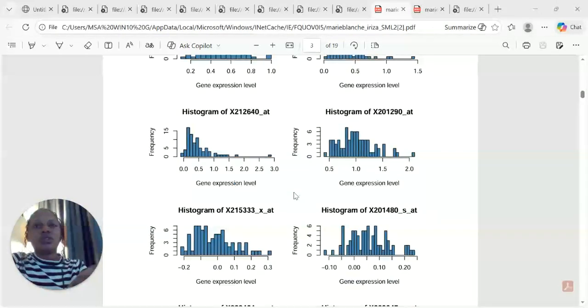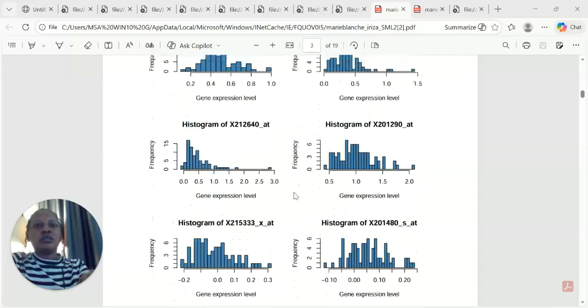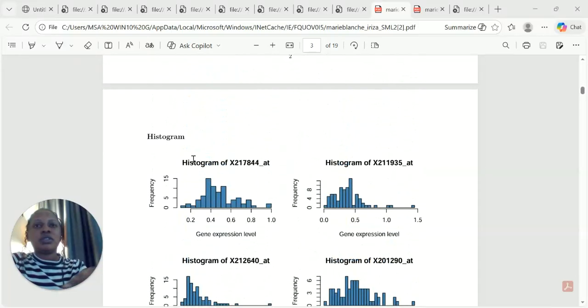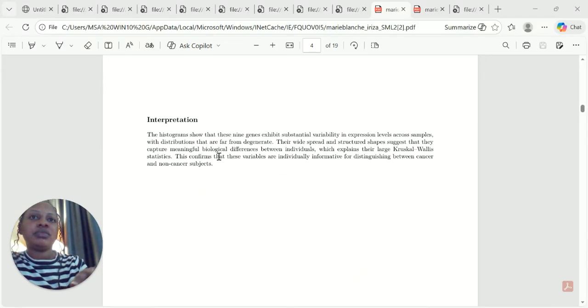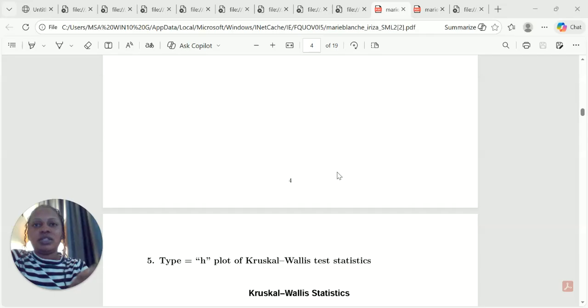So I also used a histogram by selecting the nine strongest variables, where their wide spread and structure shapes suggest that they capture meaningful biological differences between individuals. And this large test statistic confirms that the variable is individually informative for distinguishing between cancer and non-cancer subjects.